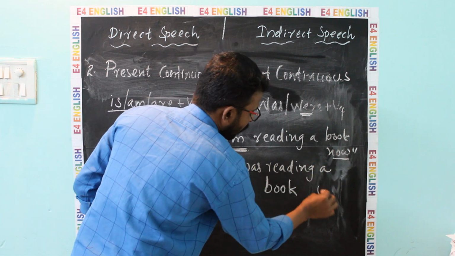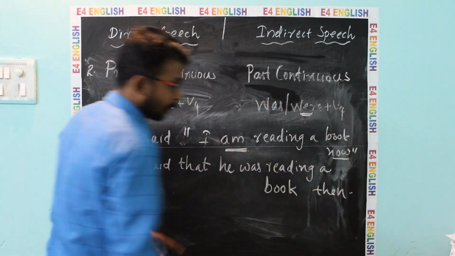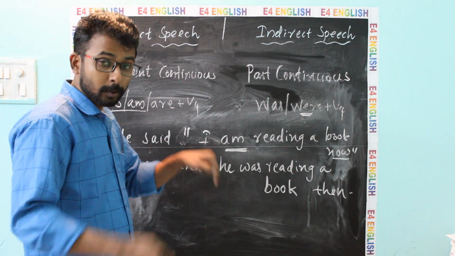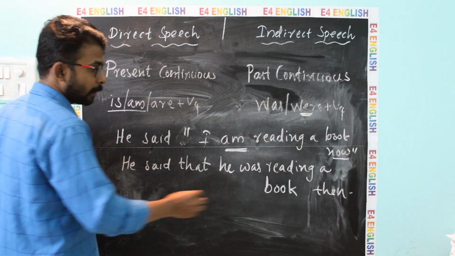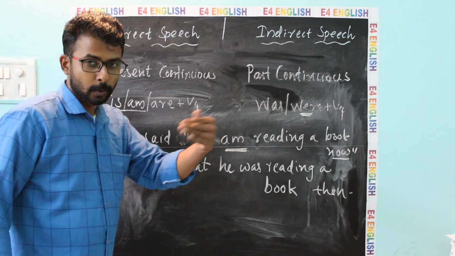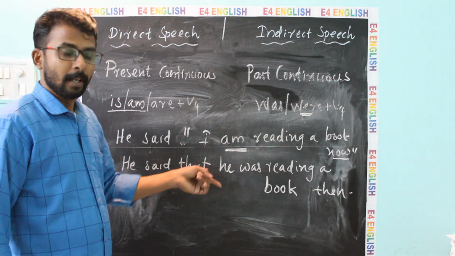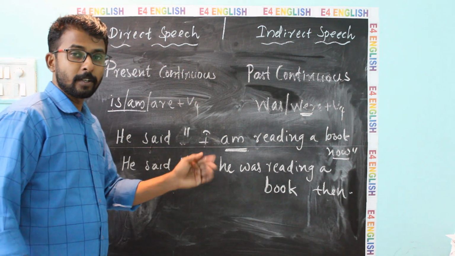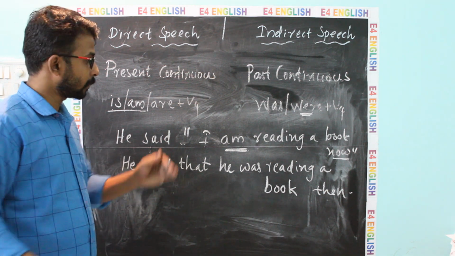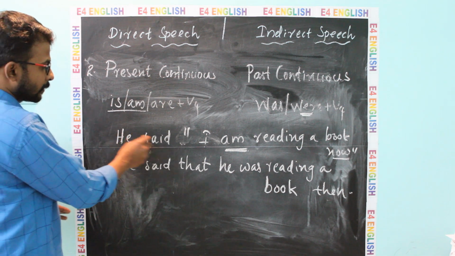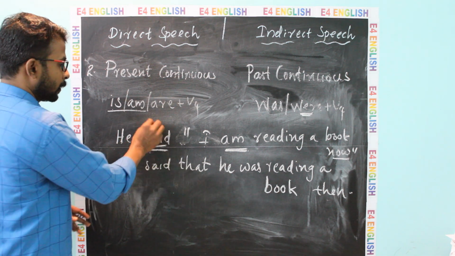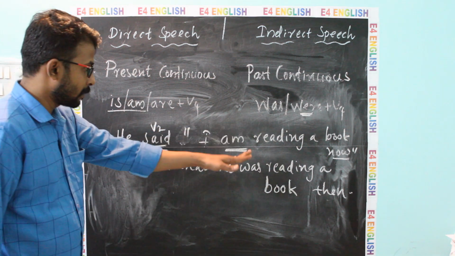Now will change into then, because now shows the present moment, right? At that time it is already past, so that's why now will change into then. Today will change into that day. Yesterday will change into the previous day. Tomorrow will change into the following day or the next day. That you know, right? So anyway, you see here, he said. So this is V2. That's why we made this change here.